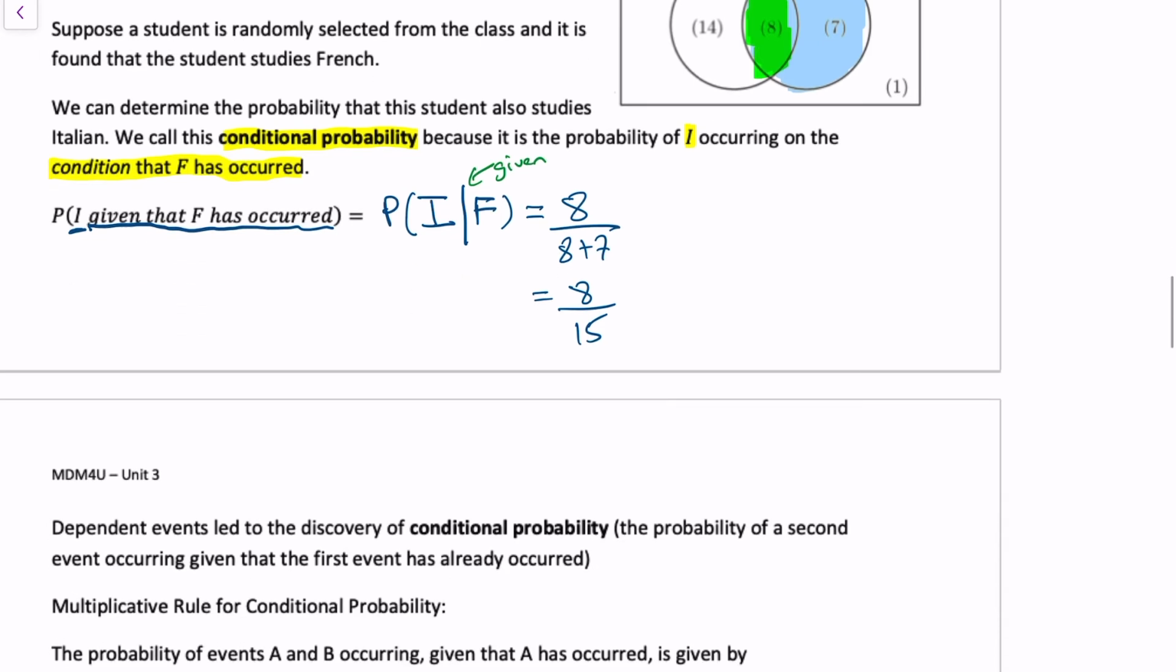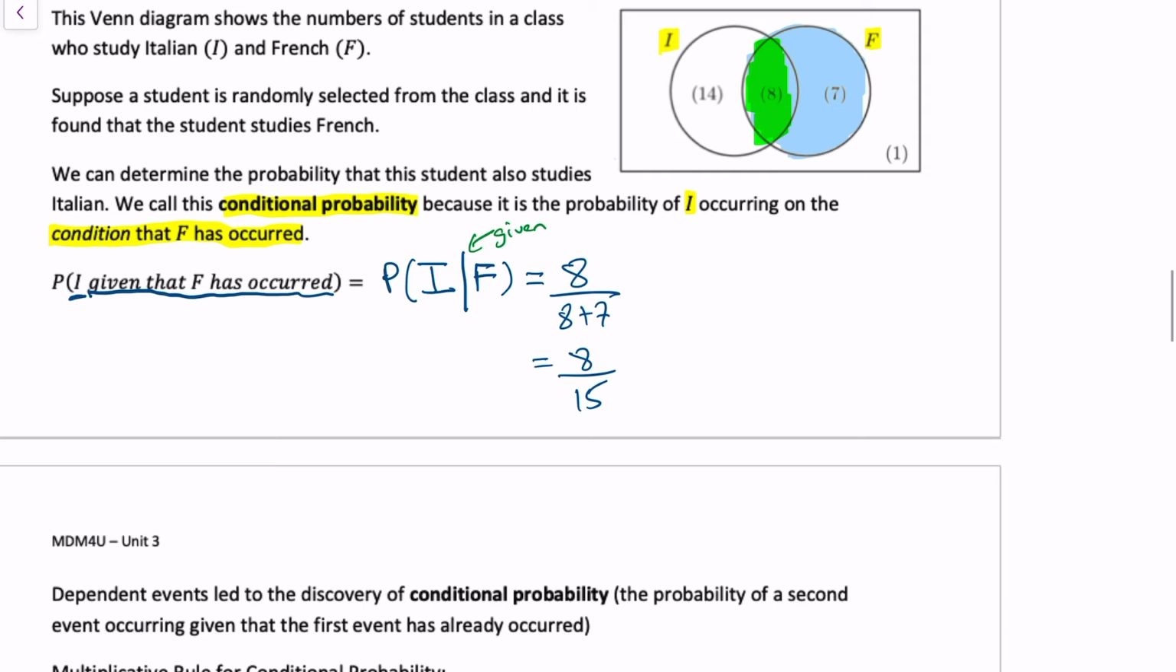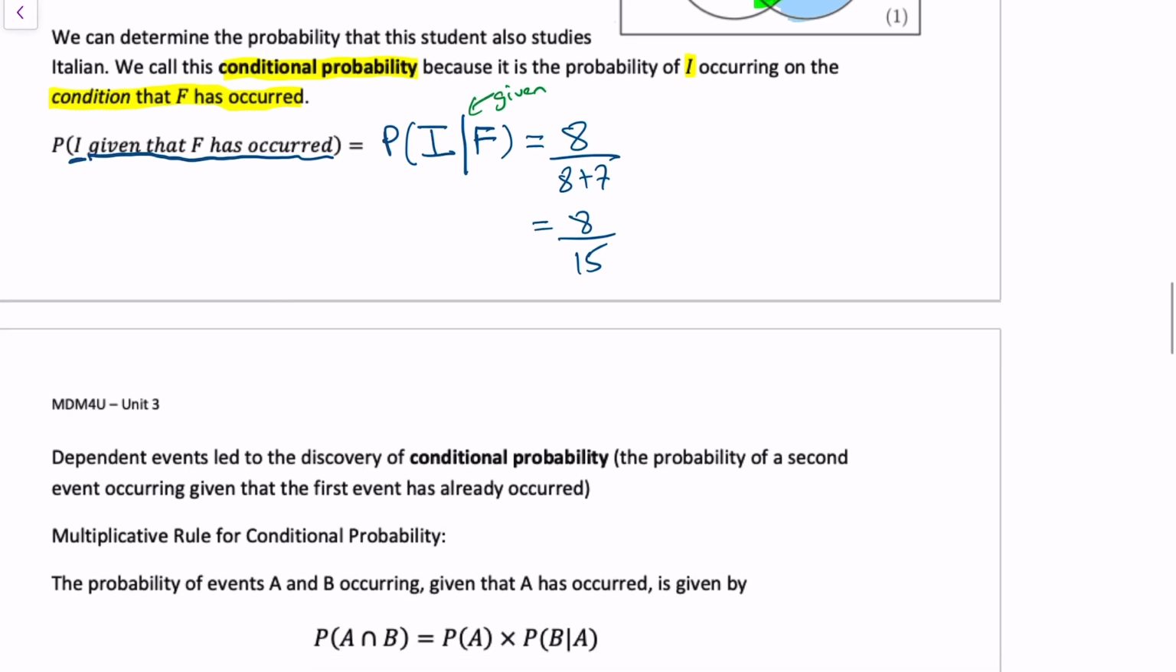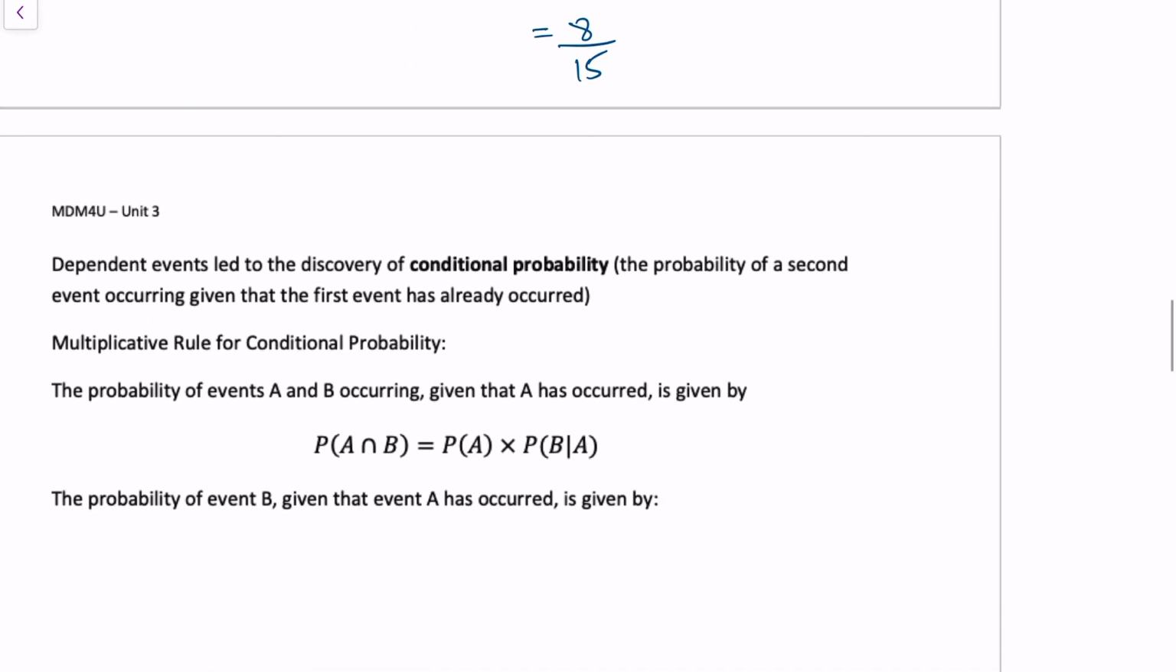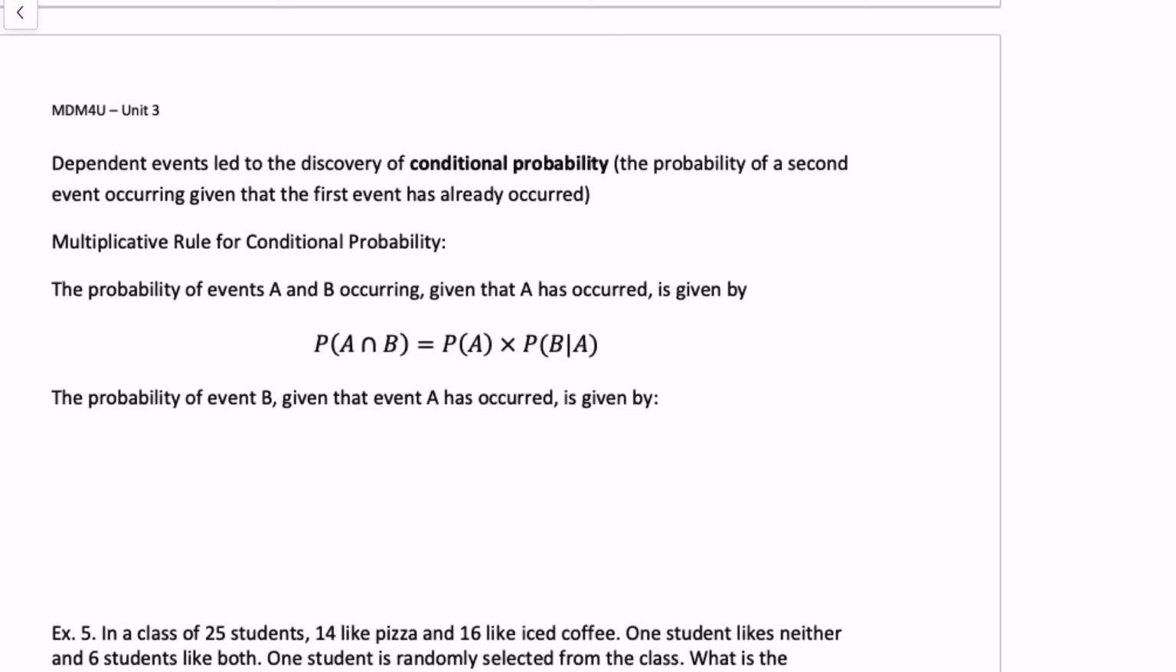So if I have this situation and I know one piece of information, I can then find the likelihood I randomly select someone if I know that they're coming from that group. So that's a very specific example, and we'll do another one like that in a minute. But these dependent events led to the discovery of this conditional probability, and there's a nice formula that you can often rely on in these situations, and we're going to use it.